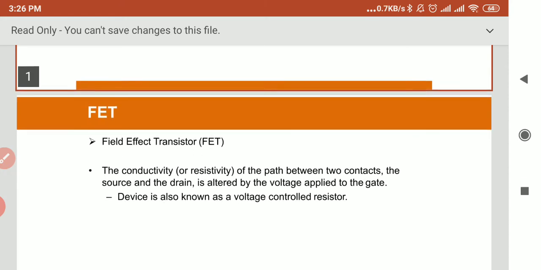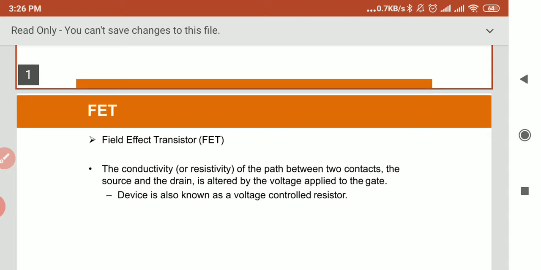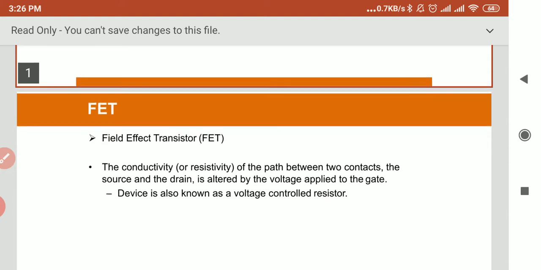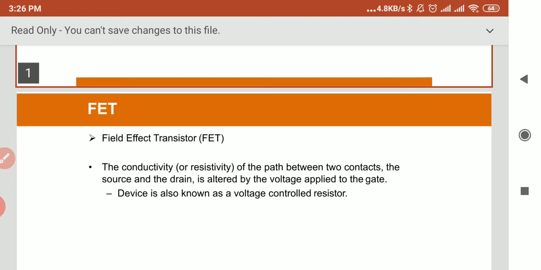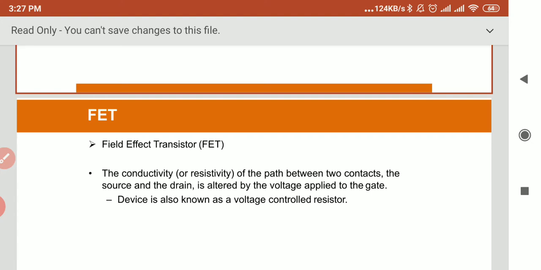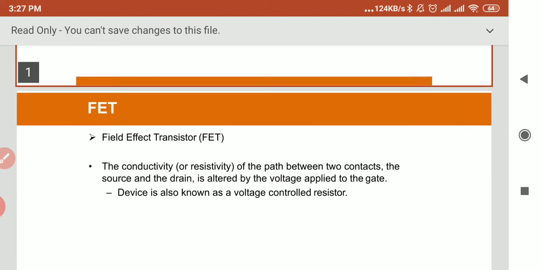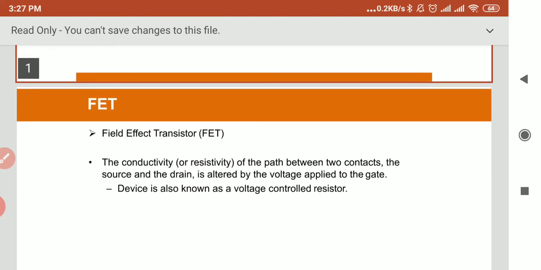MOSFET is called a voltage controlled device. Here, the conductivity of the path between two contacts, the source and drain, is controlled by the voltage applied to the gate. It means we call FET a voltage controlled device because here we are controlling the output current by controlling the input voltage between the gate and source terminals.